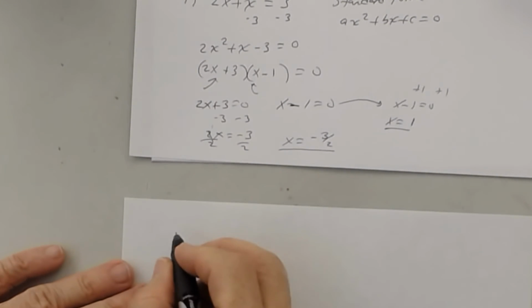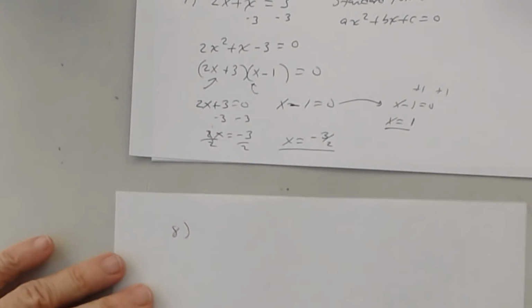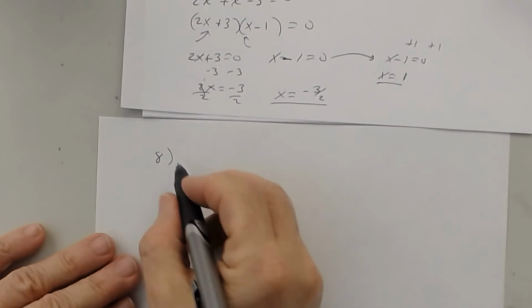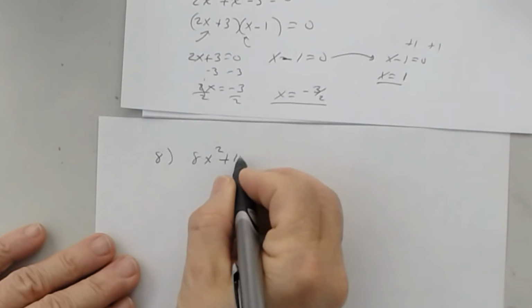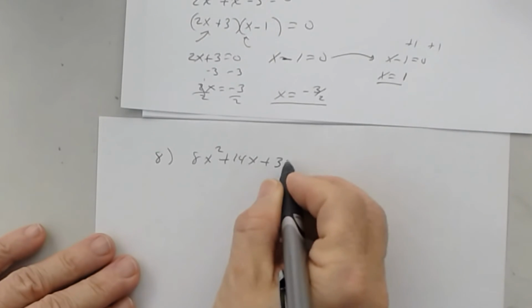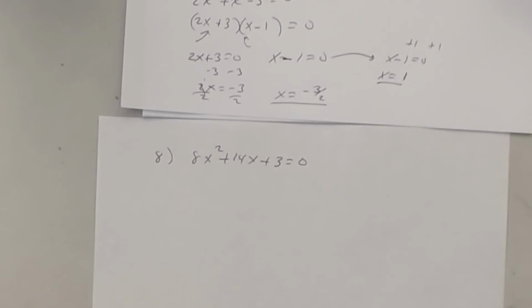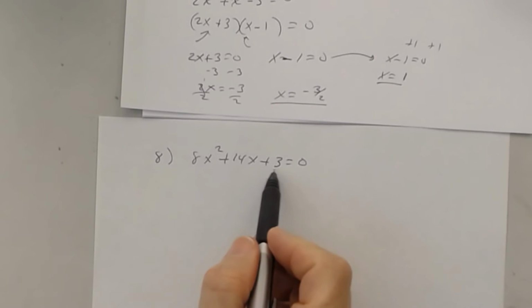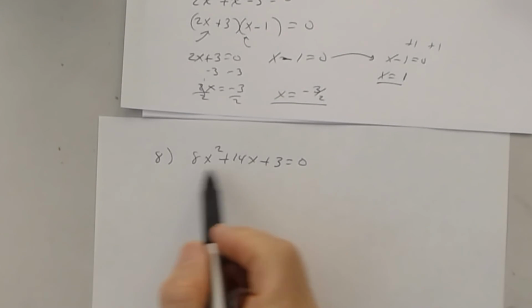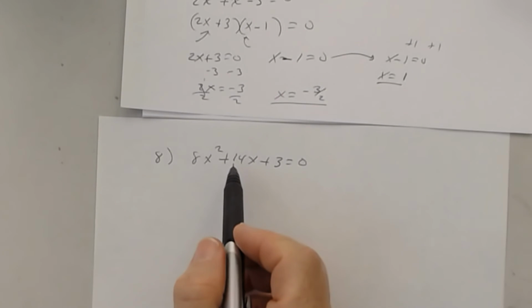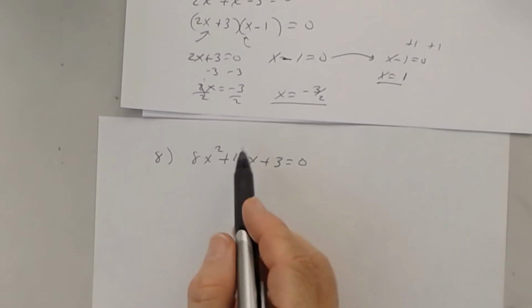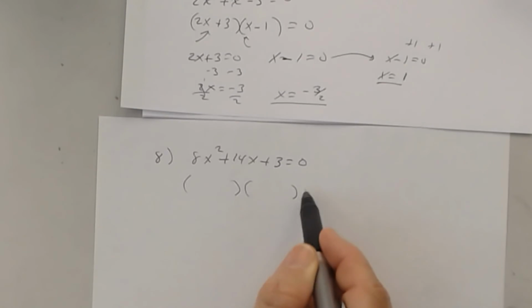All right, number 8. Suppose in number 8, I had this. So again, now you know that I better make sure that this is in standard form. Is this in standard form? Yeah. Is there a GCF other than 1 here? No, the GCF is what? 1. It is a trinomial, so let's go directly to the two binomials.